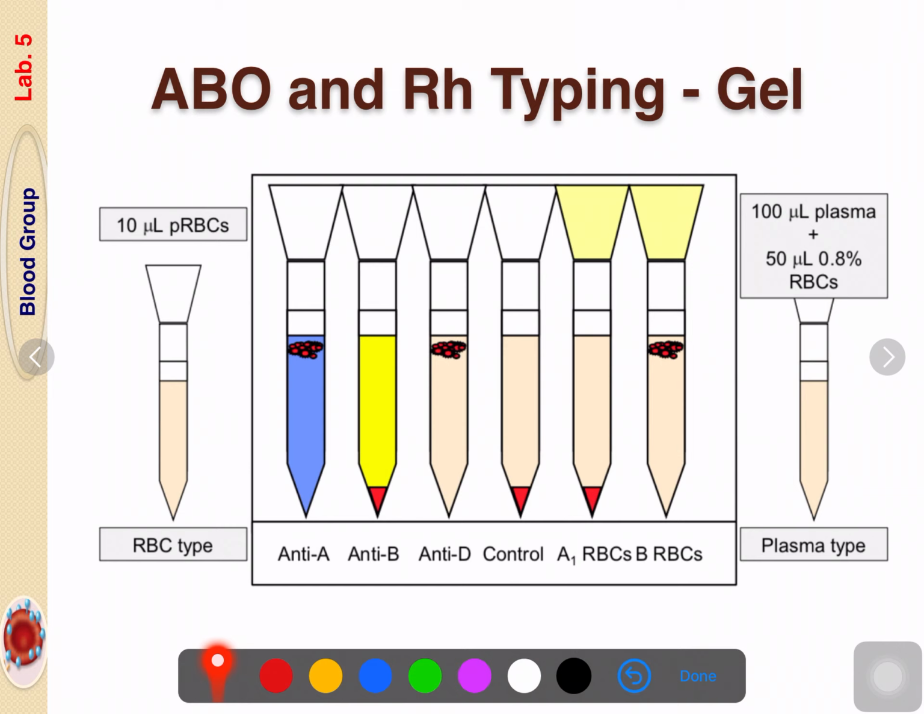If you read this result, same. We have agglutination here, no agglutination, agglutination. Agglutination means we have anti-D, so you have antigen D, antigen A positive, and also we have anti-B in the plasma.